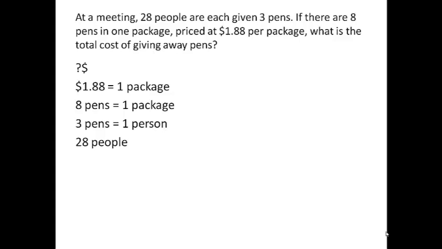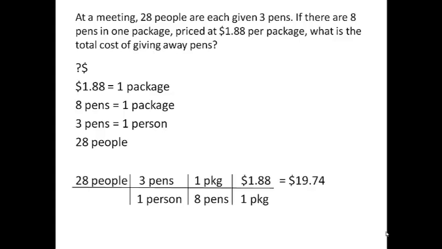That 28 people sitting all by itself is going to be my starting point because I don't want it and it is not an equality. So I'm going to start with the 28 people. I take all of my equalities and make them conversion factors because they're all equalities equal to 1. And if you notice on the diagonals, the people cancel, the pens cancel, the packages cancel, and I'm left with money. Multiply 28 times 3 times 1.88 divided by 8, or take 28 times 3 divided by 8 times 1.88. Either way, you'll get the same answer.